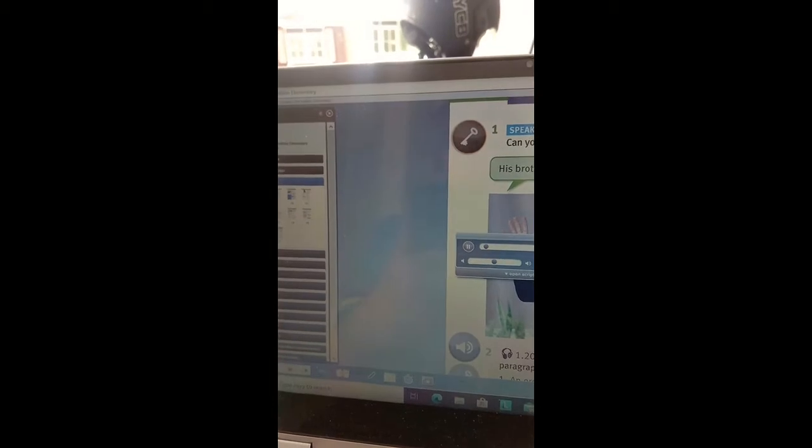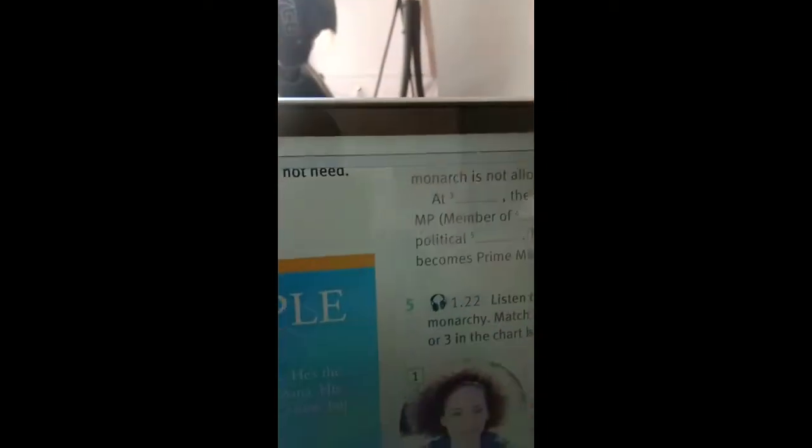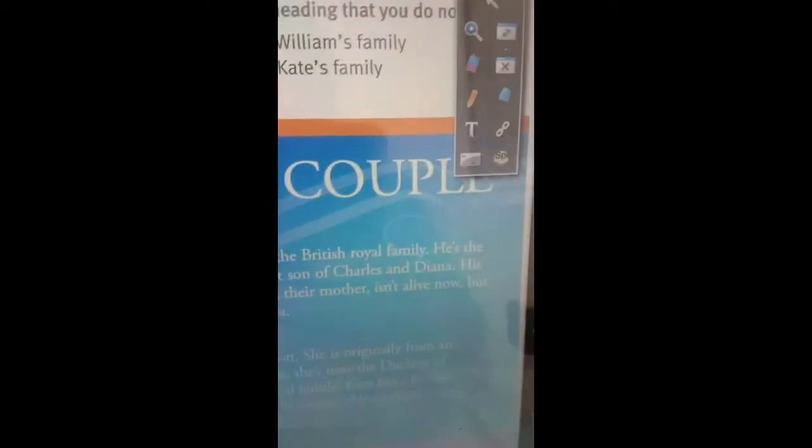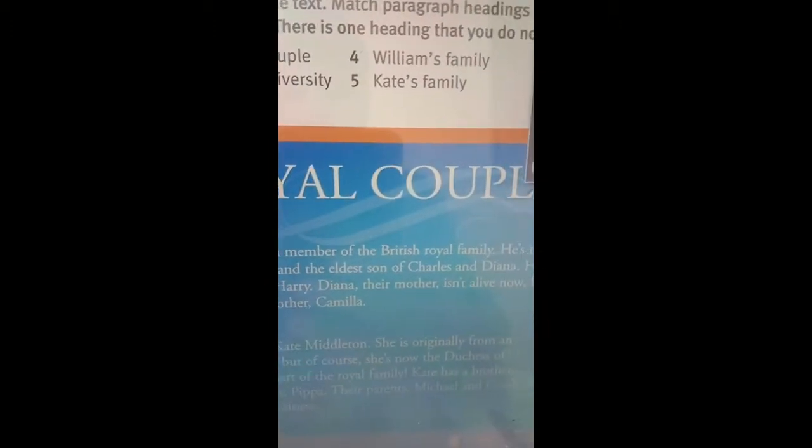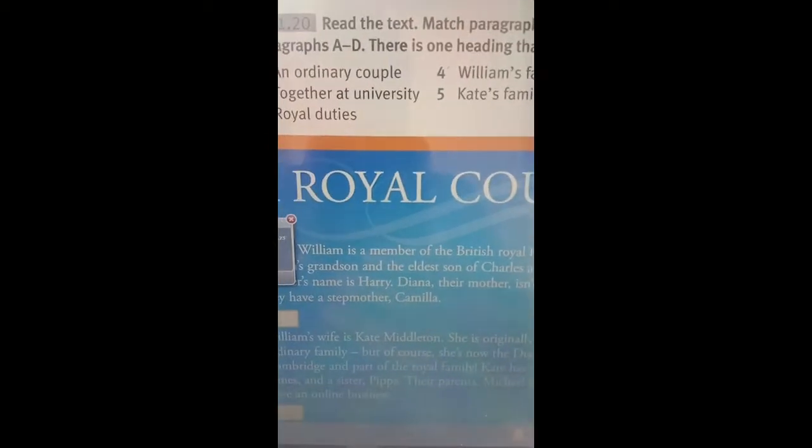Lesson 1C, Exercise 2. A royal couple. Prince William is a member of the British royal family. He's the Queen's grandson and the eldest son of Charles and Diana. His brother's name is Harry. Diana, their mother, isn't alive now, but they have a stepmother, Camilla.